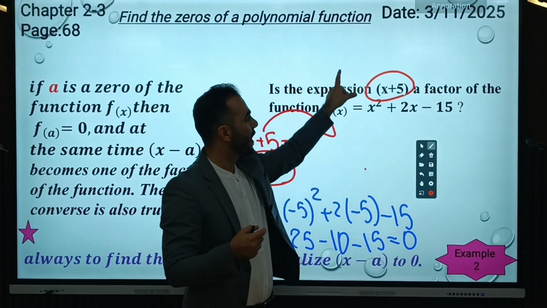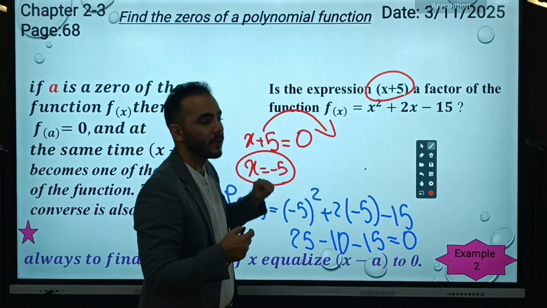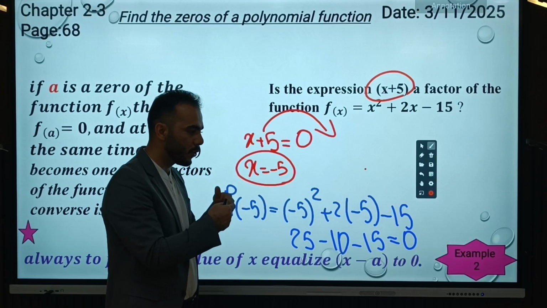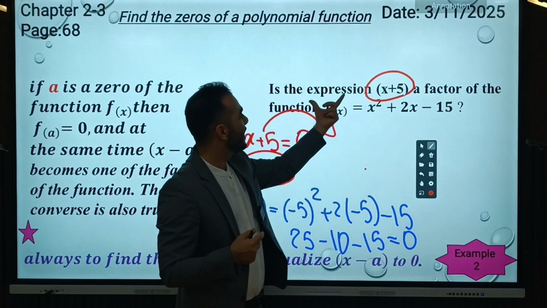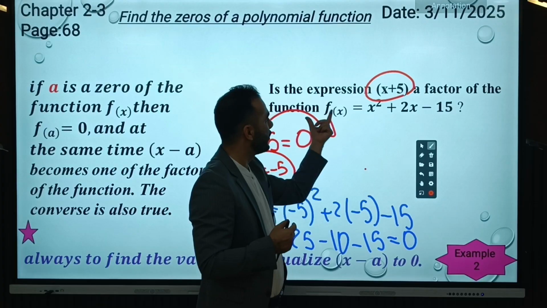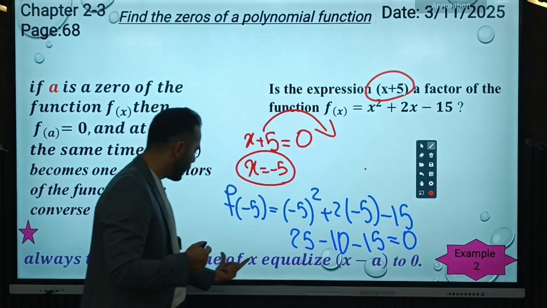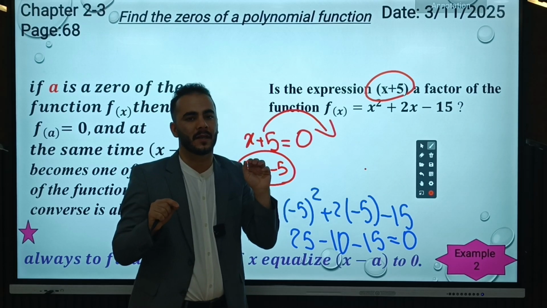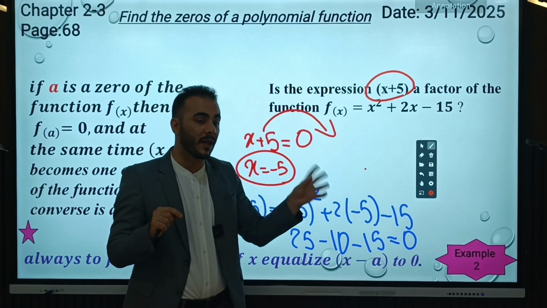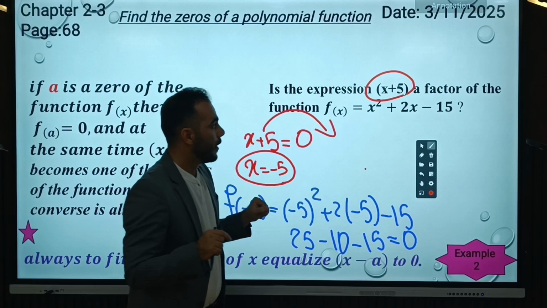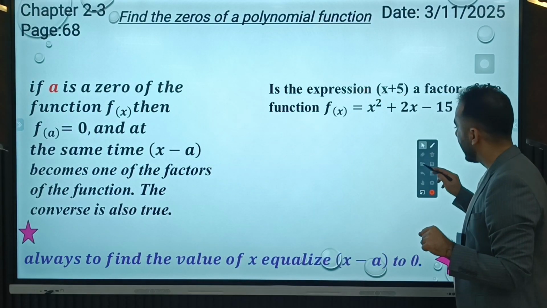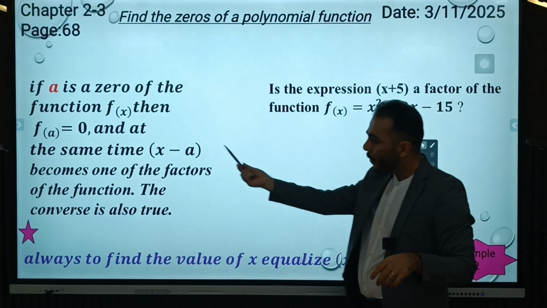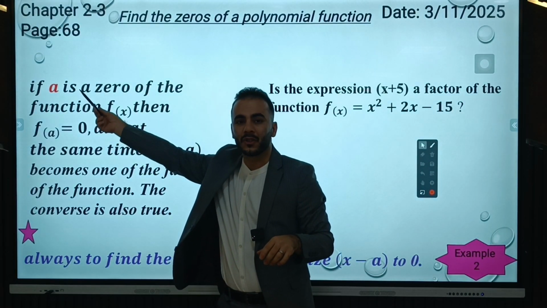That is the meaning of this solution. I'm going to repeat it in order to make it clear. Since the question asks whether x plus 5 is a factor of this function or not, we need to equalize that factor to 0 in order to find the value of x that we need to substitute into the x. We substituted and the result became 0. If the result becomes 0, then x equals negative 5, which means x plus 5 is a factor of that polynomial function.